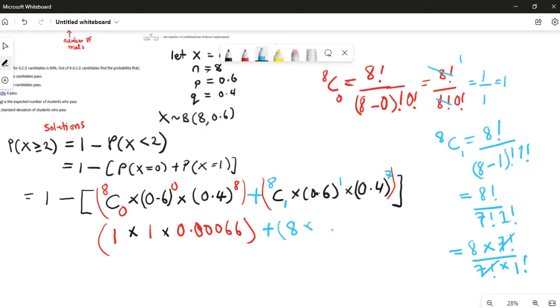Multiplied by 0.6 to the power 1, which is 0.6, multiplied by 0.4 to the power 7. So 0.4 to the power 7, we get 0.0016.